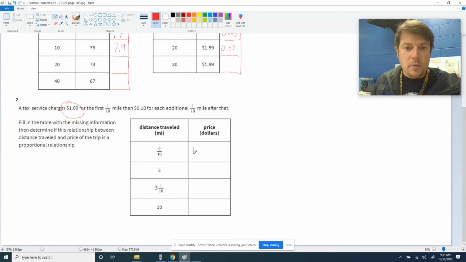So for this one right here, the first tenth of a mile would cost you $1, right? So $1 plus you've got 8 more tenths coming up. So 8 tenths is 10 cents a piece. That's 80 more cents. So this first one is going to cost us $1.80. Okay, the second one here, you get 2 full miles. So the first tenth of a mile is going to cost you that $1. Plus, if you take away a tenth from 2, that's going to be 1 9/10. So you still got 1 times 10 plus 9, 19 tenths to pay for.